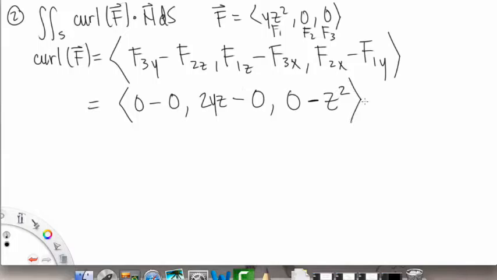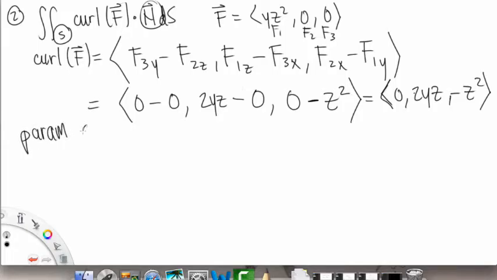Okay? So our curl is going to equal 0, 2yz, negative z squared. Alright? So that is our curl. And now we have to concern ourselves with the surface itself. Okay? Because we need a parameterization of the surface to find our normal vector, and we also need it to find the bounds, right? So parameterization of surface.